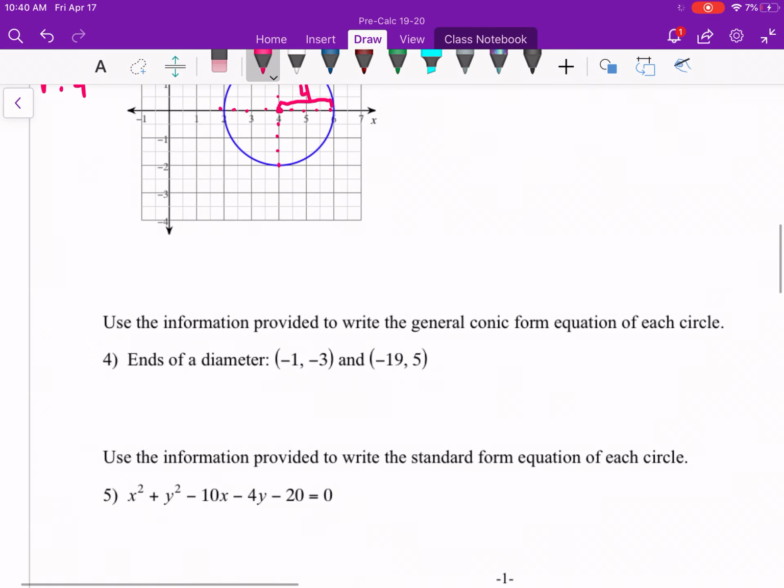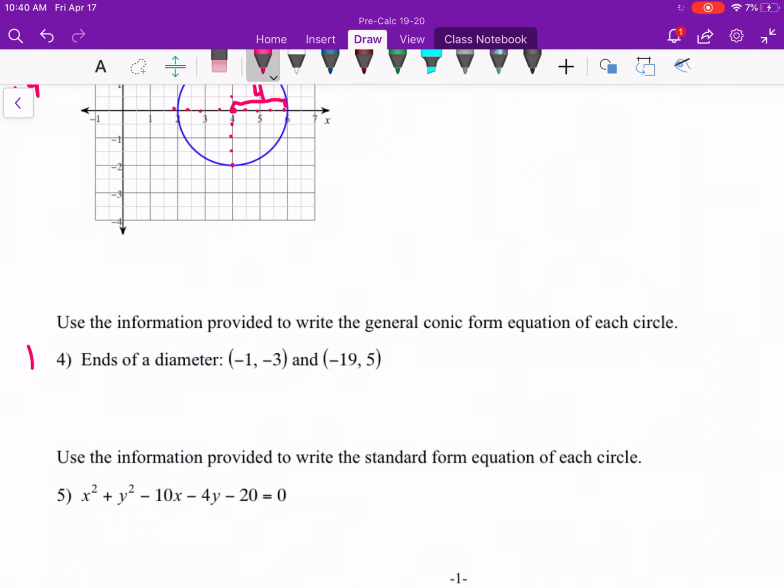Number 4. Okay, this one, please, please, please make sure you star, heart, sunshine this one and practice it. This was our number 1 most missed question on the target. So let's just really dive in and interpret what it's asking.